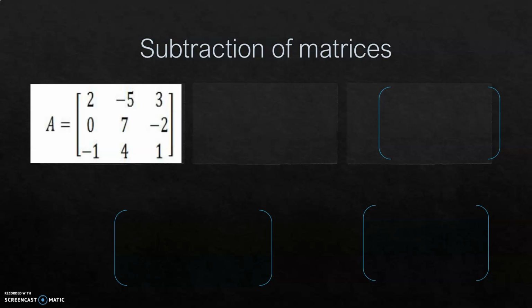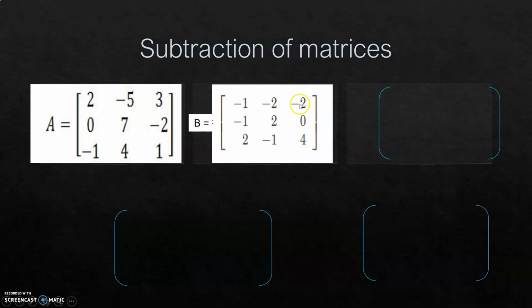Let us take one more example. Here A is equal to 2, minus 5, 3, 0, 7, minus 2, minus 1, 4, 1. Then B is equal to minus 1, minus 2, minus 2, minus 1, 2, 0, 2, minus 1, 4. So A minus B: take the differences of the corresponding elements. The first element in the first matrix is 2, and the first element in the second matrix is minus 1. So write 2 minus minus 1.